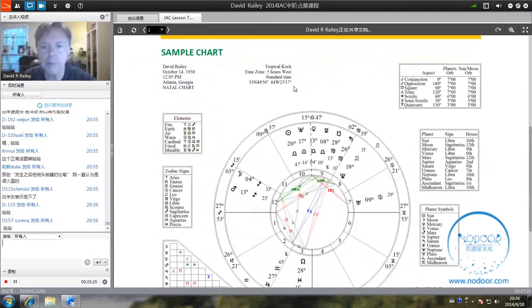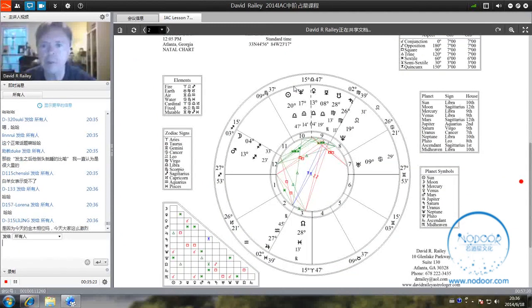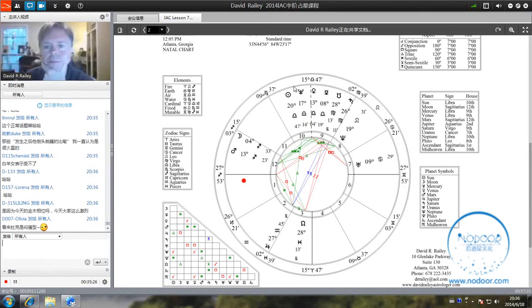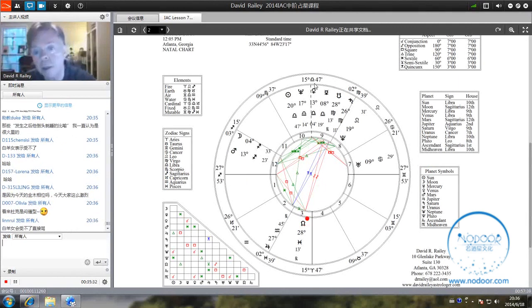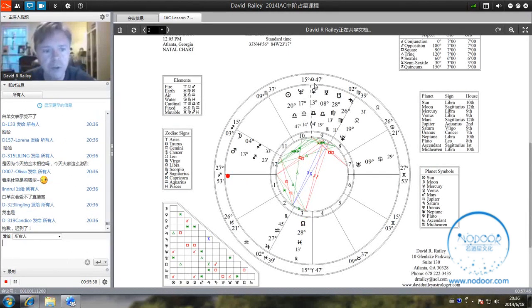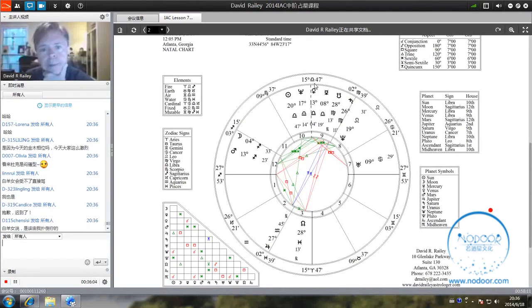Because guess what? I was born with one too. Here's your teacher's chart right here. In my case, the north node is 28 Pisces. The ascendant is 27 degrees of Sagittarius. So here you see the square between the nodes, the north and south node, and the ascendant descendant.